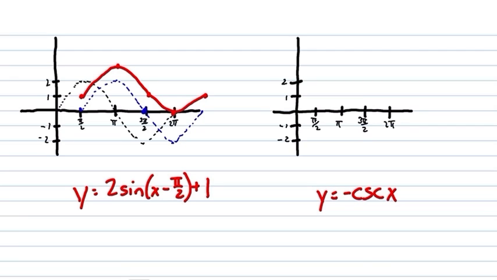Okay, next we want to look at the y is equal to negative cosecant x graph. Now, the first thing we need to notice here is that the cosecant graph is a reciprocal graph of the sine graph. That's the first thing we want to notice. The second thing we need to notice is this negative sign. So instead of the traditional sine graph that starts at 0 and moves up, this will start at 0 and move down. So I'm going to draw the negative sine x graph.